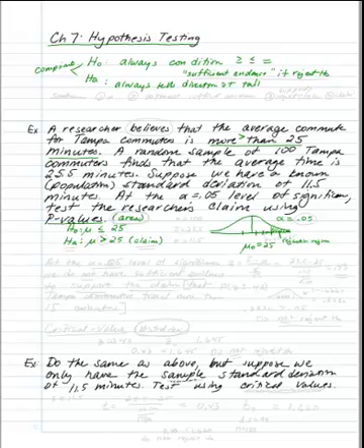Okay, so let's continue reading this problem. We have a right tail test because the alternative hypothesis has told us that. We have an alpha level.